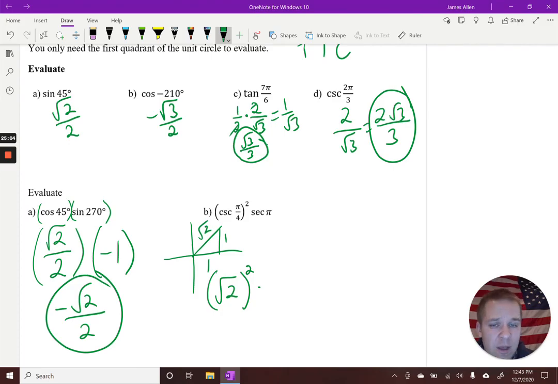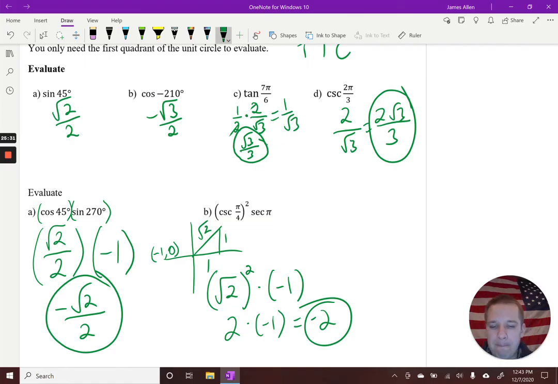Well, that's a quadrantal, and it would be my reciprocal of cosine. Now at 180, that's right over here, we have negative 1 comma 0. And cosine is my x-coordinate, so what's the reciprocal of negative 1? That would still just be negative 1. And root 2 squared is going to be 2 times negative 1, which is negative 2 for my final answer.